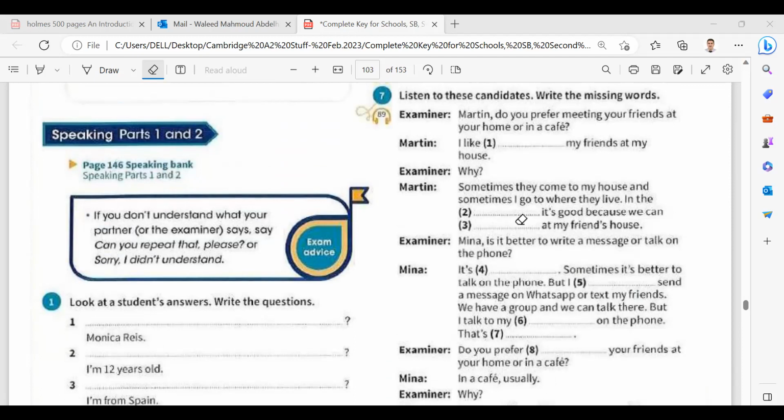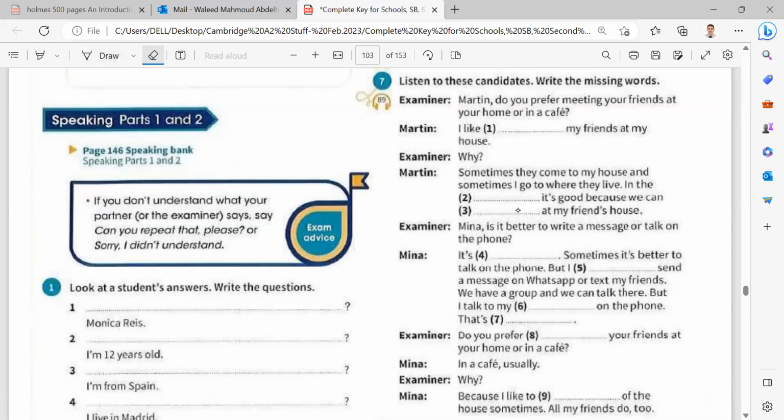I like meeting my friends at my house. Why? Sometimes they come to my house and sometimes I go to where they live. In the summer, it's good because we can swim at my friend's house.